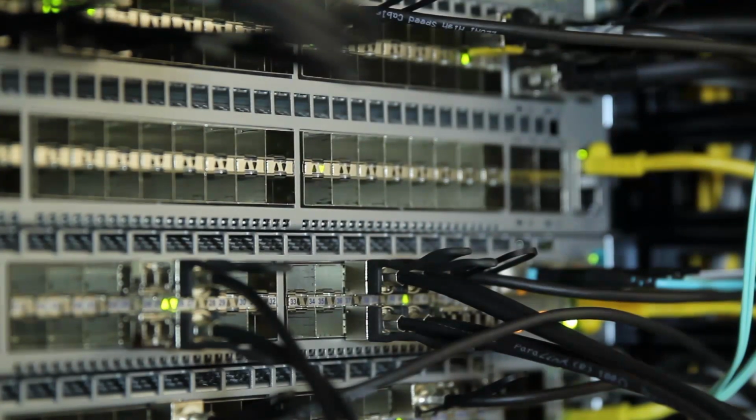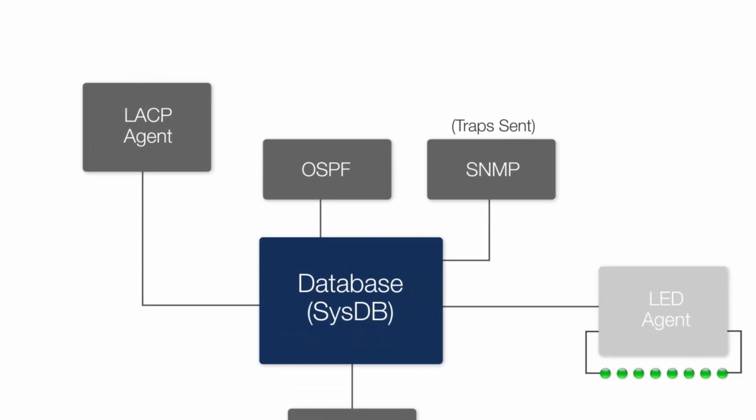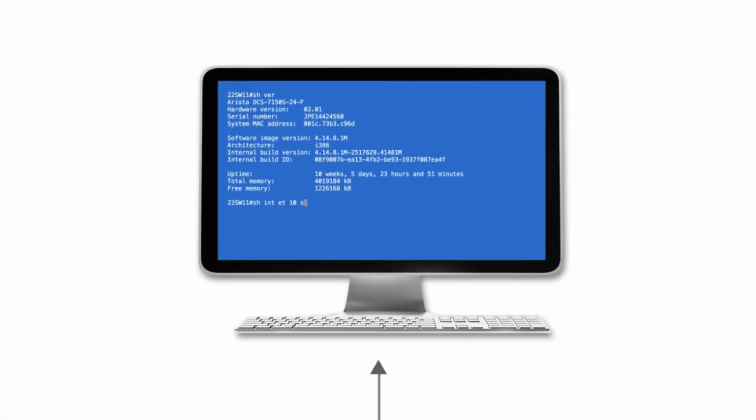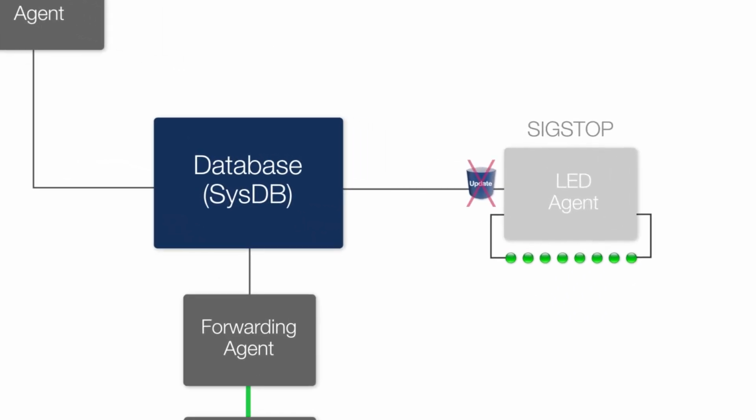If you've got a NetOps background, when you pull a link and the link LED stays green, oh boy, time for a therapeutic reboot. But with our box, if you look carefully at what actually happens, you'll see that all of the link down processing has actually taken place. SNMP sent its trap, OSPF withdrew its routes, LACP pulled the port out of the aggregate, the CLI shows the link is down, because the only thing that didn't happen is that the LED agent, because it had been SIGSTOPped, didn't process the update from sysdb.